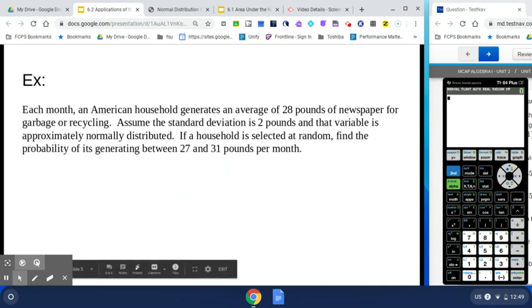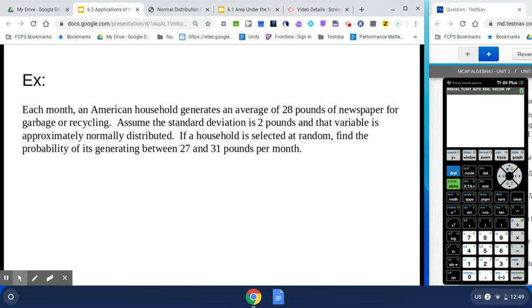Okay, we're going to go ahead and take a look at a second example together. It says, each month, an American household generates an average of 28 pounds of newspaper for garbage or recycling. Assume the standard deviation is 2 pounds and that the variable is approximately normally distributed. If a household is selected at random, find the probability of it generating between 27 and 31 pounds per month.